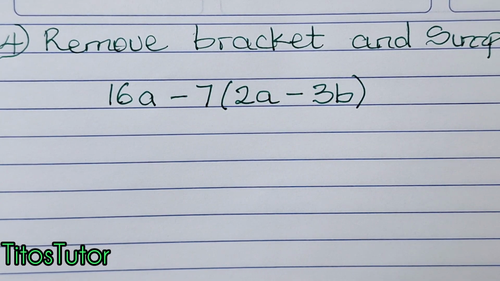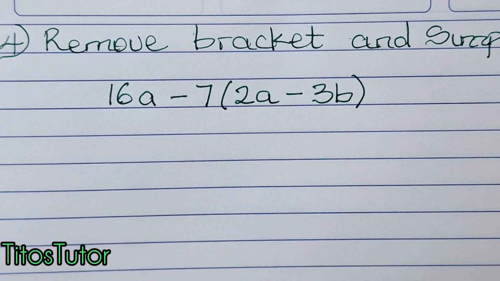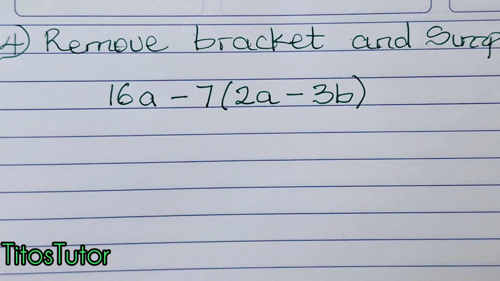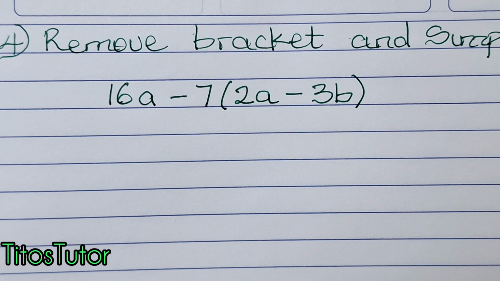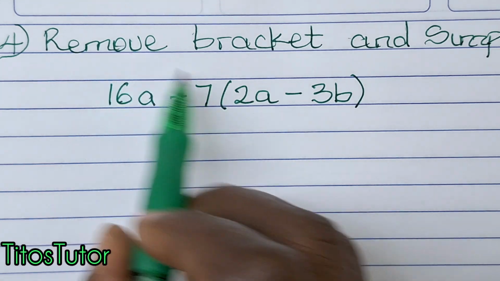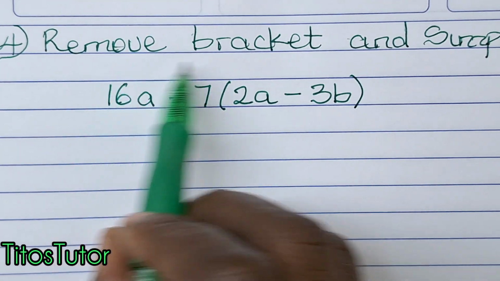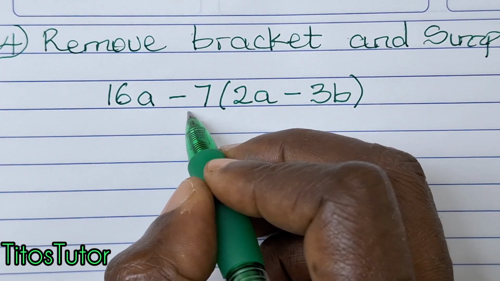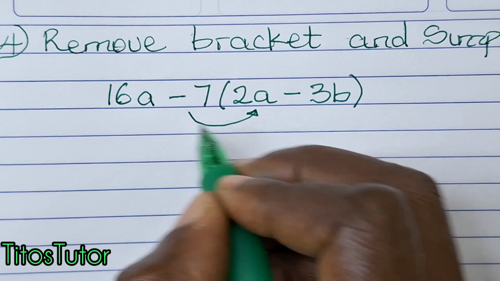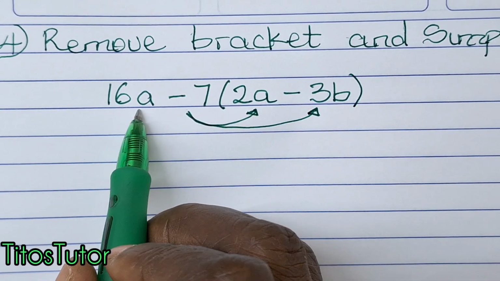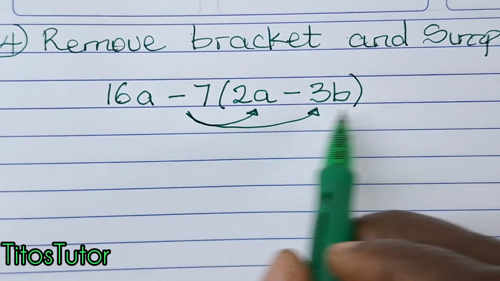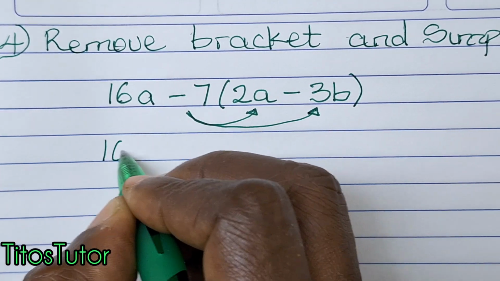Here's our question 4. It says remove bracket and simplify. Now you see there's only one bracket in this question. 16a minus 7 open bracket 2a minus 3b close bracket. So you're going to use this negative 7 to open up the bracket. So it's only negative 7 that is multiplying this. This 16a has nothing to do with this bracket, so just write your 16a.